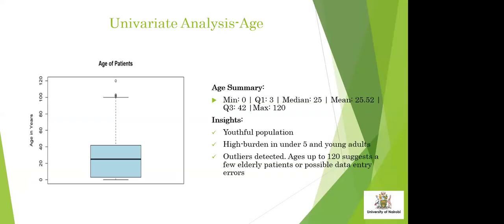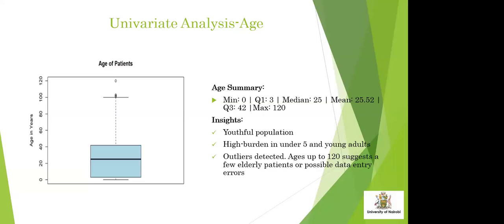Now, on the univariate analysis, this is another step in the exploratory data analysis. You can see this is the box plot that shows the distribution of age of the patients. And from this box plot, you can see it shows a right skewed distribution, hinting at a bulk of young patients and few much older ones.